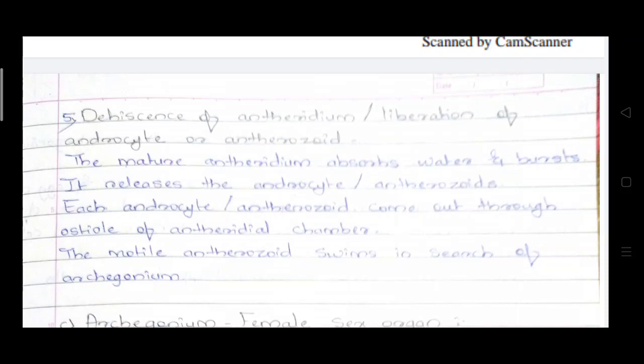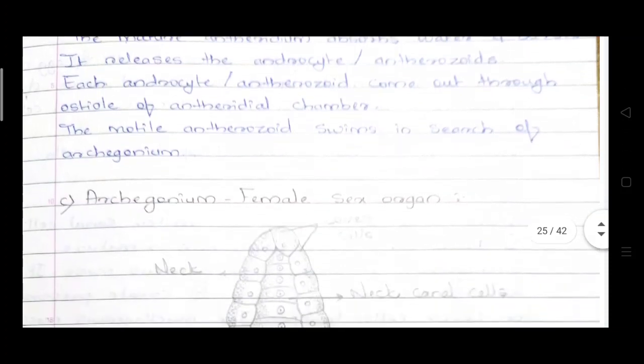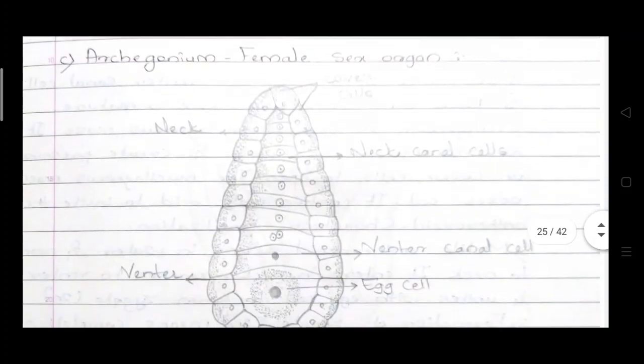They first absorb water, then burst, and due to the bursting, it releases the antherozoids. These antherozoids come out through the ostioles of the antheridial chamber and swim in search of the archegonium. Next, we discuss the archegonium, that is the female sex organ.